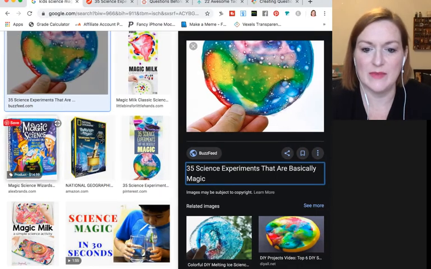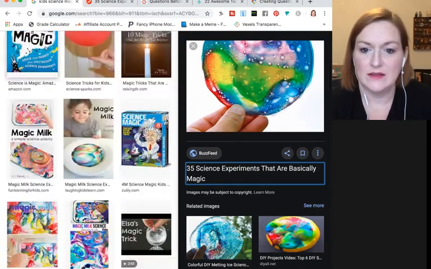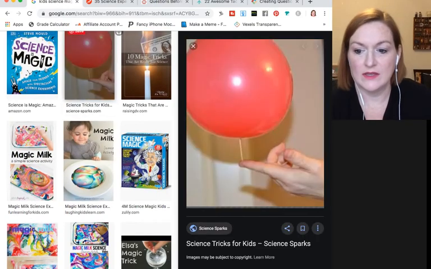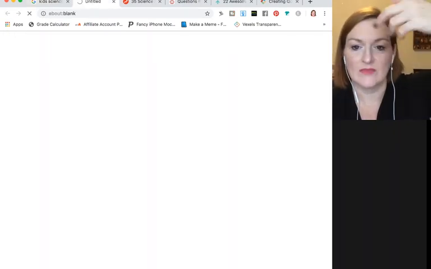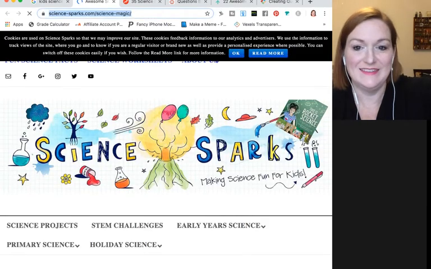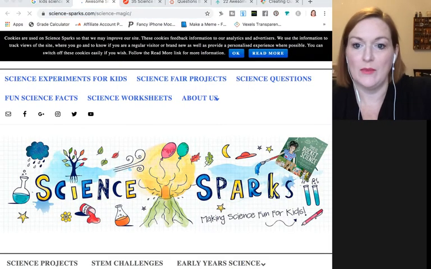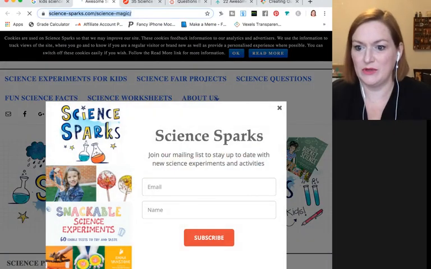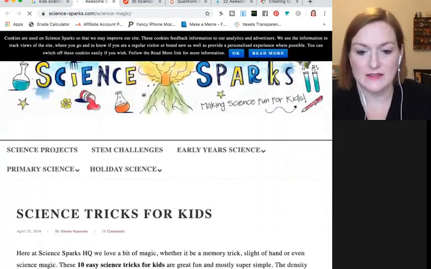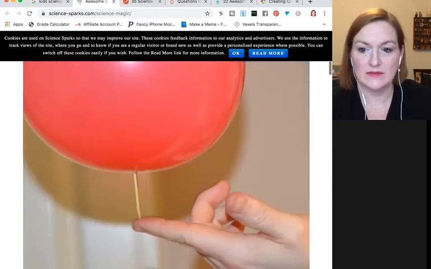I think we used to have this magic science kit. Oh, gosh, this is a good one. Science tricks for kids. The one where you're poking the... I'm going to save this one too. Where you're poking the pin through the balloon, and why doesn't the balloon pop, and all of that. So that's pretty cool. Have y'all done that?